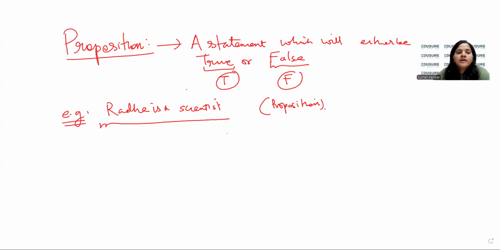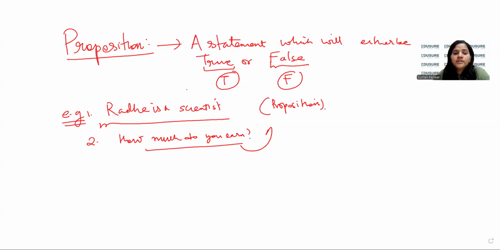Okay. For example, if I say how much do you earn? Now, this will have many answers depending on the person to whom this question is asked. And it is not going to be true or false. It is going to be a number. Okay, for example, 10,000, 1 lakh, etc. So this is not a proposition.